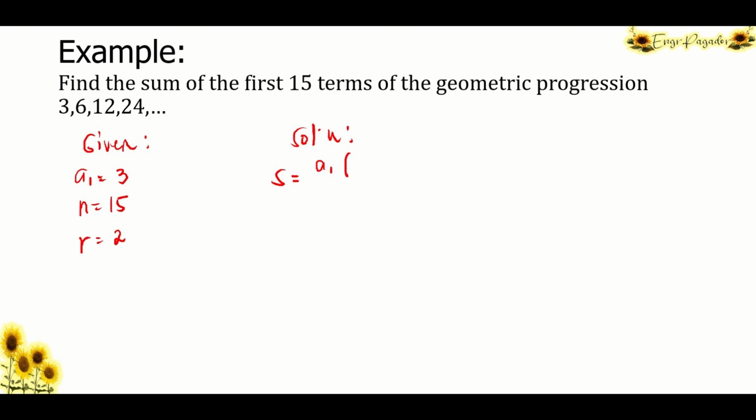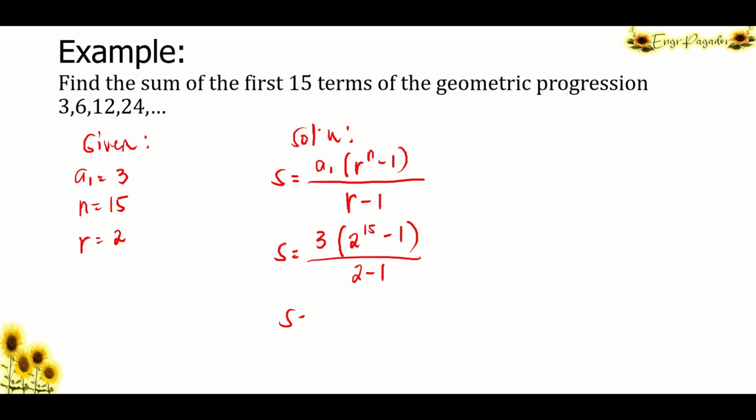So, solution natin to solve for the sum, that is equal to a sub 1 times r raised to n minus 1 divided by r minus 1. So let's plug in the value. So this is 3 times 2 raised to 15 minus 1 divided by 2 minus 1. Therefore, yung sum ng first 15 terms of the given geometric progression is equal to 98,301. Okay, so that is how you solve for the sum of the terms given a geometric progression.